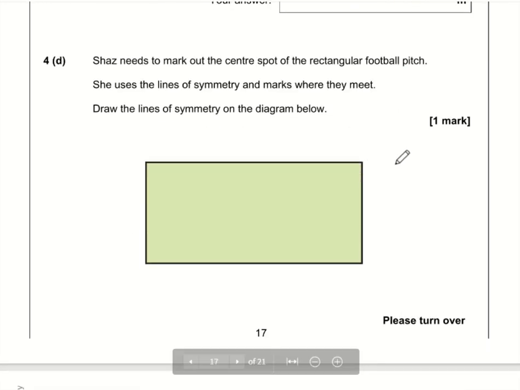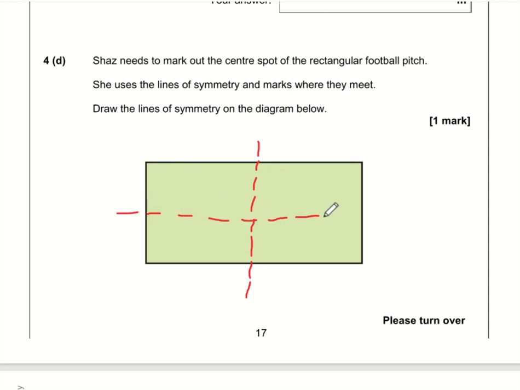So here for D, we just need to draw the lines of symmetry. Well, this is a rectangle, so it's going to have a line of symmetry vertically down the middle and also horizontally across the middle. If we fold here, then this right hand side will sit perfectly on the left hand side. Similarly, if we separately fold along this horizontal line, the bottom half will sit on top of the top half.